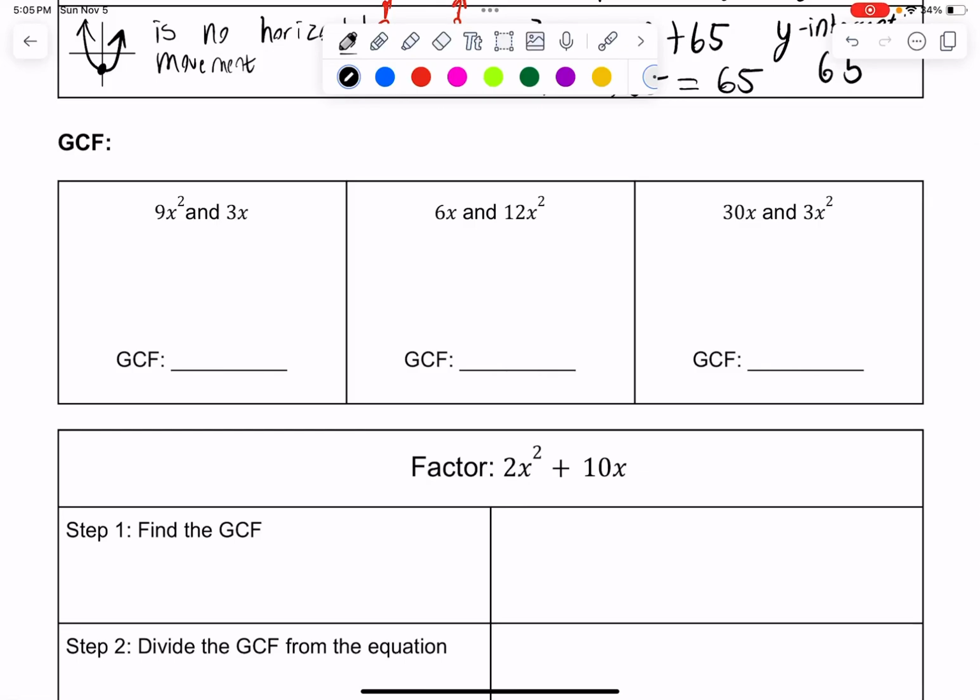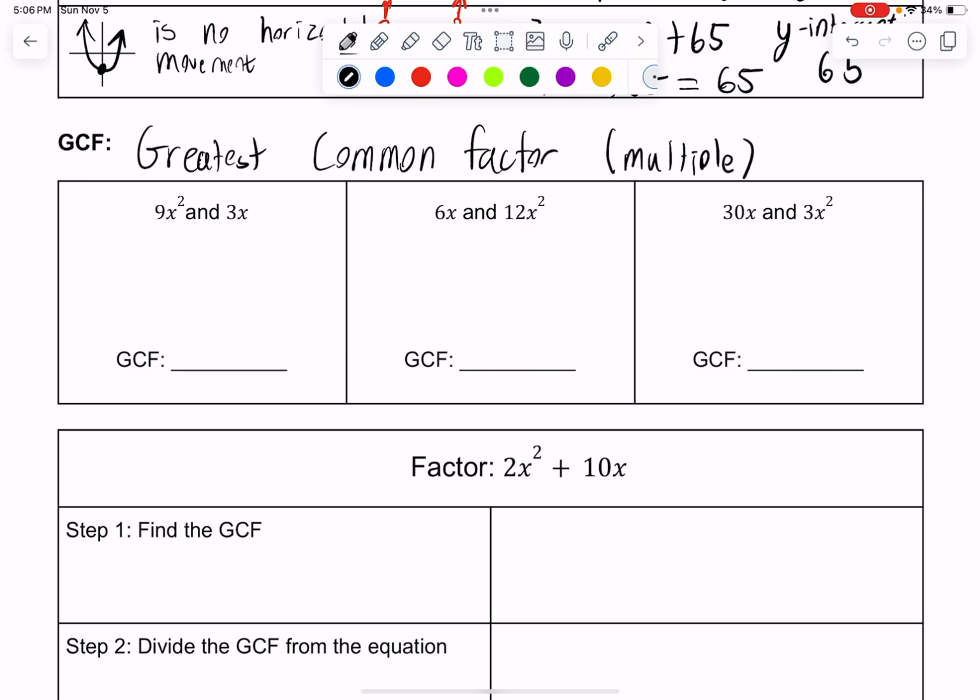So now we're going to be talking about how we can factor with the GCF. And with factoring the GCF, first we have to be able to understand what is the GCF. GCF stands for the greatest common factor, meaning when we say factor, it really just means our biggest multiple.